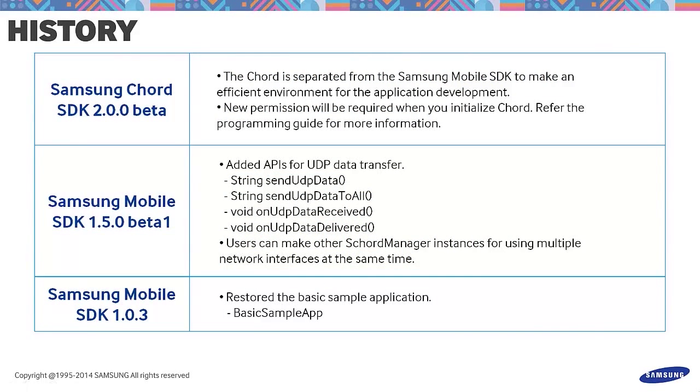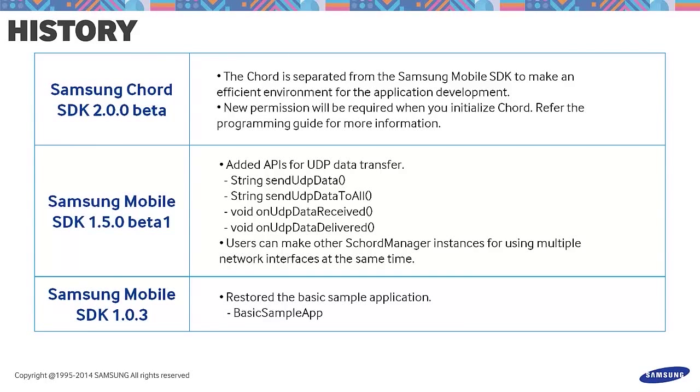Let's go ahead and take a quick look at the history of Chord. On the previous version, Samsung Mobile SDK 1.5.0 Beta, it added APIs for UDP data transfer, namely the methods sendUDPData and sendUDPDataToAll, and listeners such as onUDPDataReceived and onUDPDataDelivered. Also, users can make other ChordManager instances for using multiple network interfaces at the same time.